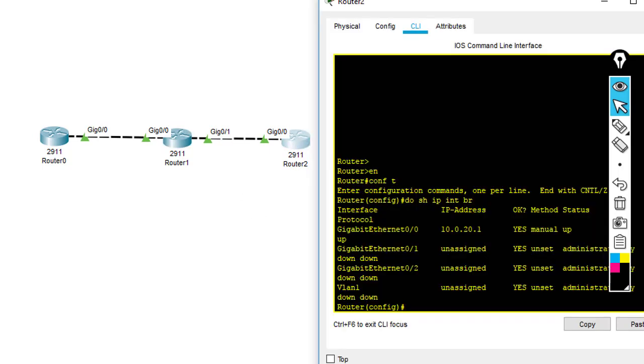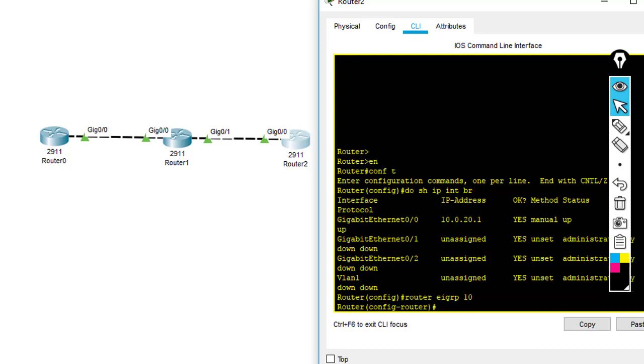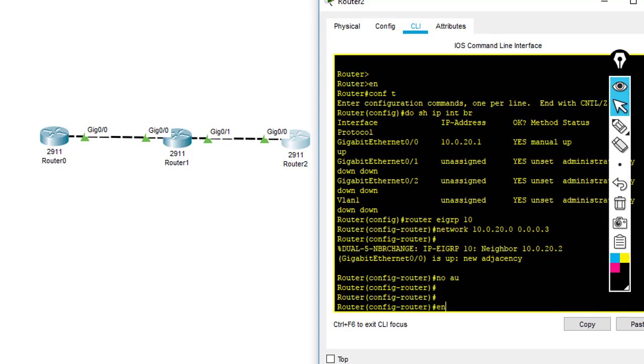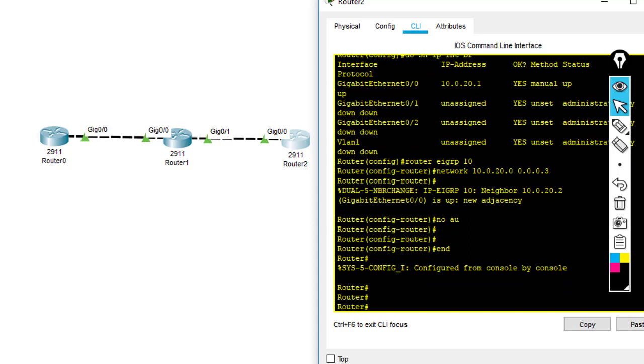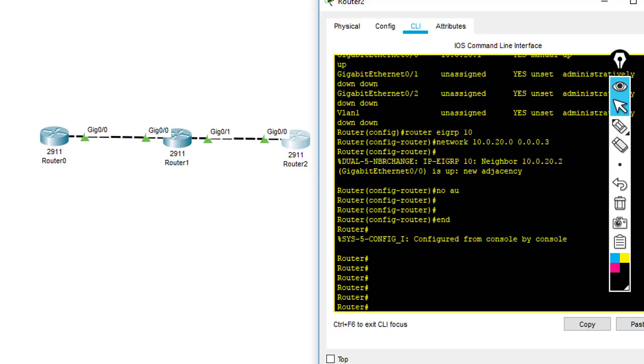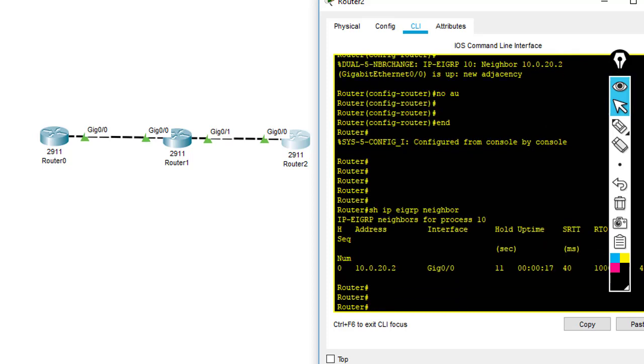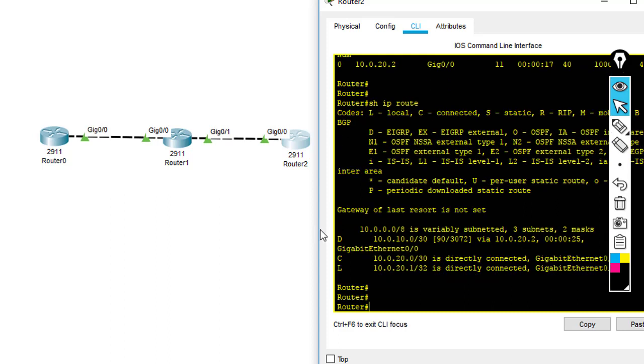And on the third router, router eigrp 10, network 10.0.20.0 with the /30 wildcard mask, no auto-summary. After that you see the logs saying the neighbor is up, new adjacency. It means the neighbor is already up. You can use show ip eigrp neighbor to see that the neighbor is already up, and then show ip route.